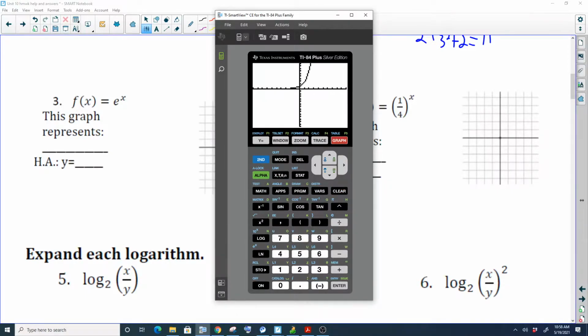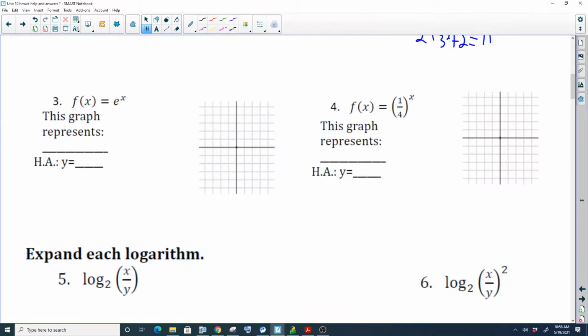And look at that. It's just exponential growth at 0, 1. So we go 0, 1 for our y-intercept. And this is going to be exponential growth. There's no horizontal asymptote specifically like a number, so let's just assume it's 0. It is going to be growth. There we go.